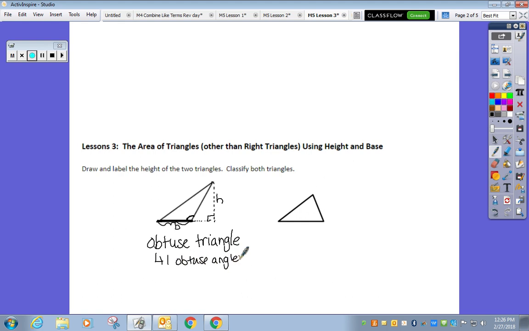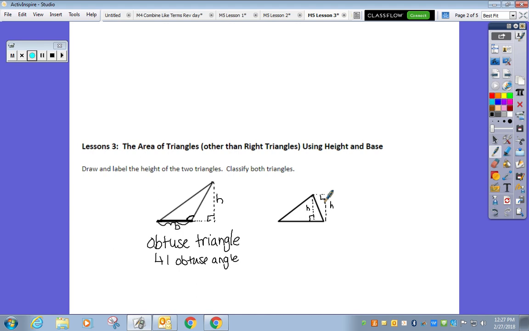Okay, so now if we look at the next one, we can draw our base and our height either within or without the figure. I can get from this side of the triangle to its opposite vertex at a right angle. So this could be considered my height. I can also extend from here to make the height this way. These two would be the same. Okay, and this is my right angle.